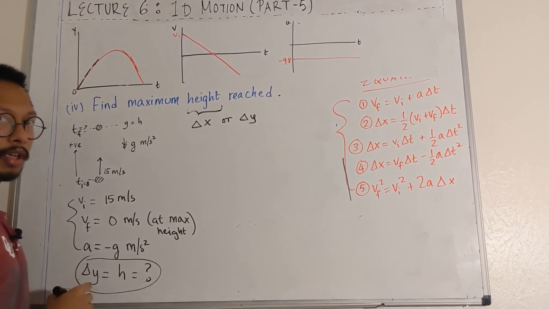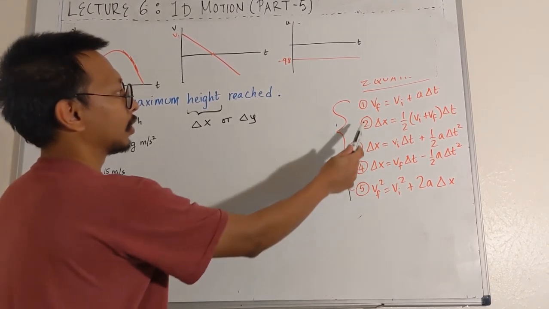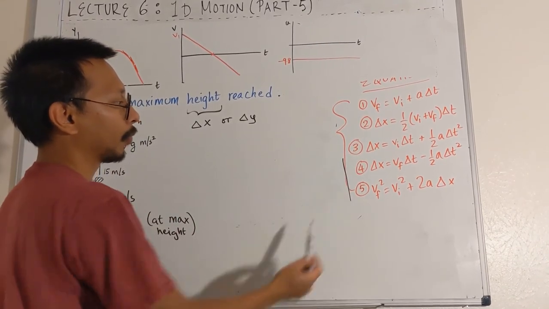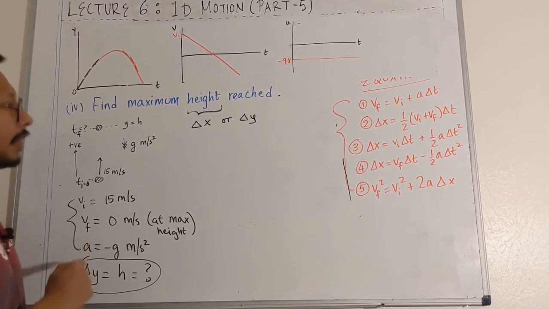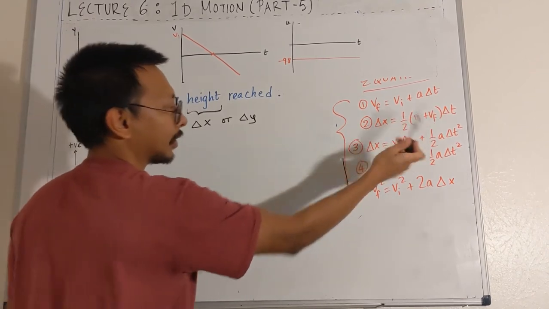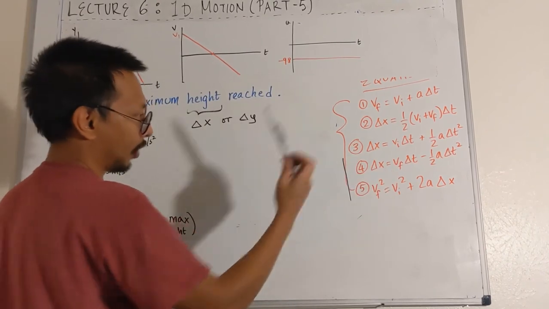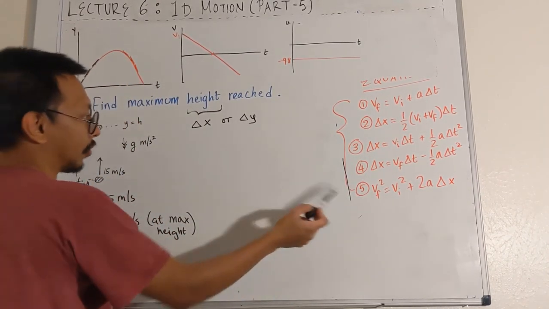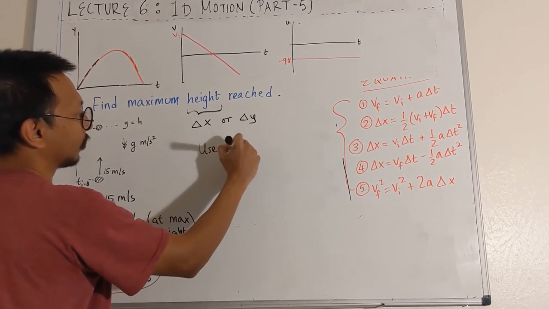So we have to use an equation with delta x or delta y in it first of all. So we can't use 1, we can use 2, we can use 3, we can use 4, we can use 5. But what is the equation that has Vi, Vf and a? We cannot use 2 because it has delta t, we don't know delta t. Again, we don't know delta t for 3, we don't know delta t for 4. So the only equation left to us is equation 5. So we use equation 5.